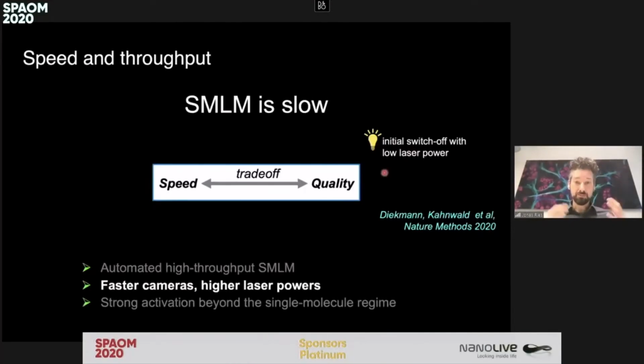So to summarize, we found this trade-off between speed and quality. And also we found that it's better to switch off your fluorophores with a low intensity if you want to keep your localizations. So you see what we did here. We wanted to go very fast, but we ended up going even slower than we went before. So clearly this doesn't really solve the problem we have with going to live cell localization microscopy.